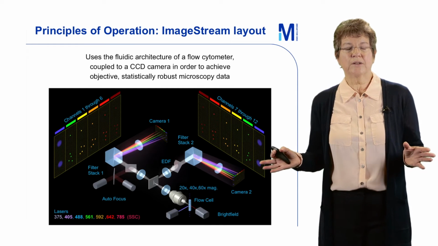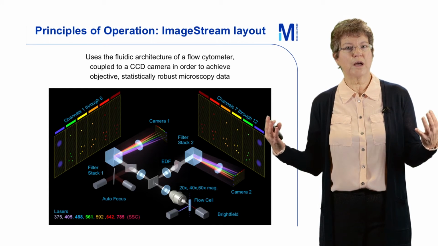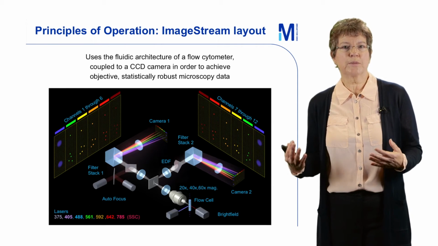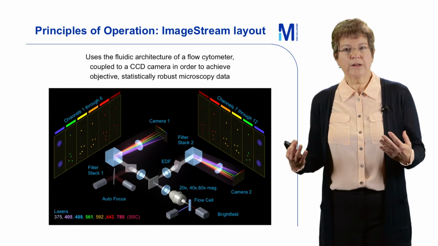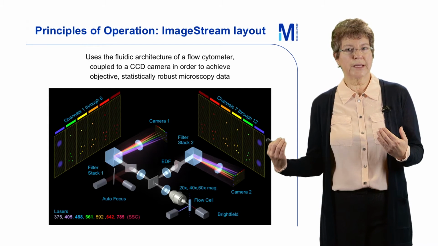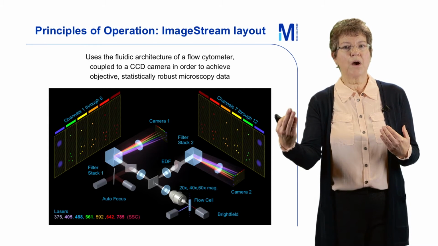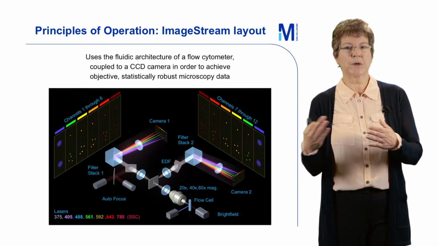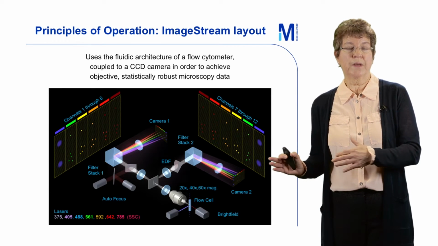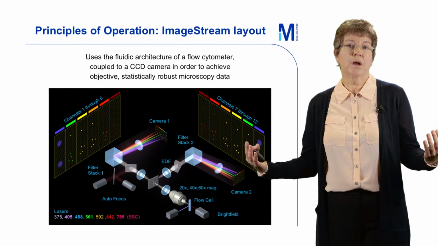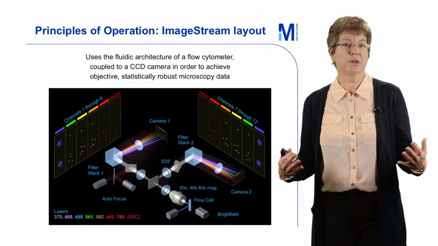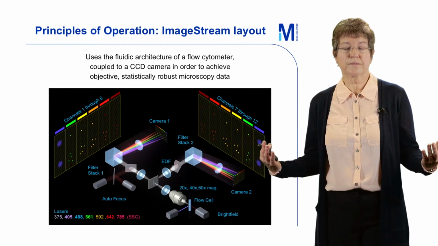The ImageStream layout, when you have a fully equipped system, has 2 cameras, giving you 12 images per cell. The layout here is also, the lasers on the bottom of this slide are pointed to 2 different cameras. So some of the lasers are pointed to camera 1, and some of the lasers are pointed to camera 2. This gives you the ability to produce 12 images with multiple fluors. It gives you a large range of fluorophores that you can use.